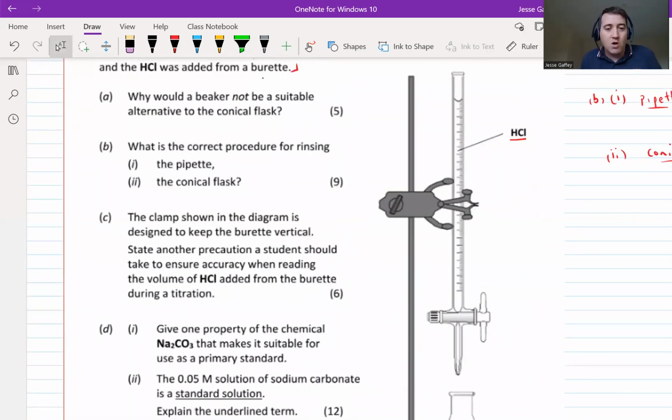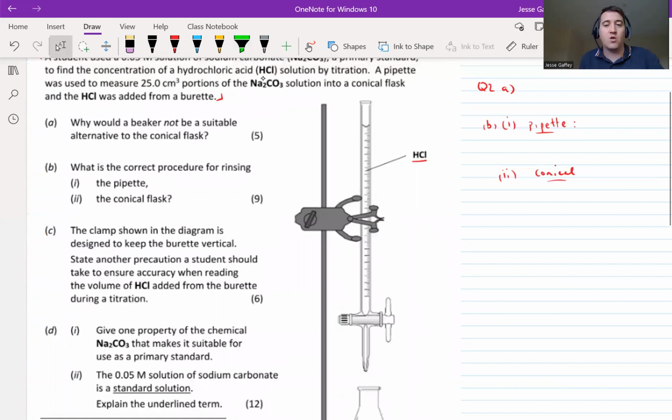It says the clamp shown in the diagram is designed to keep the burette vertical. State another precaution that a student should take to ensure accuracy when reading the volume of HCl added from the burette during a titration. All right, there's quite a lot of text there. If you need to pause the video and read that again slowly yourself, do it now. Okay, and now you should be ready to answer.